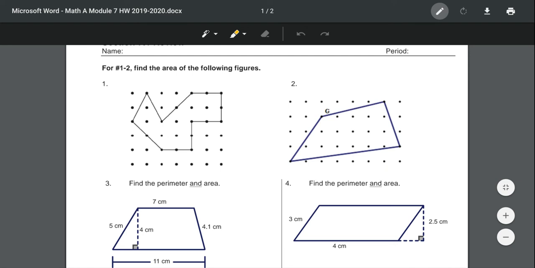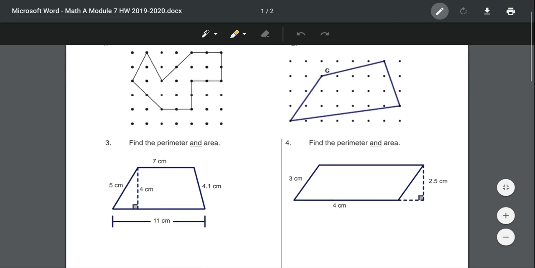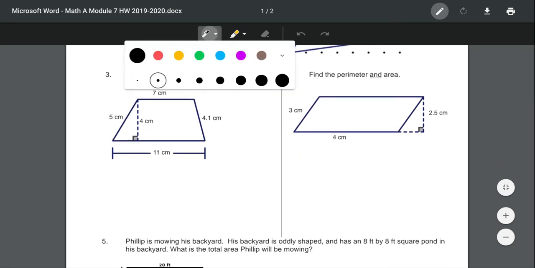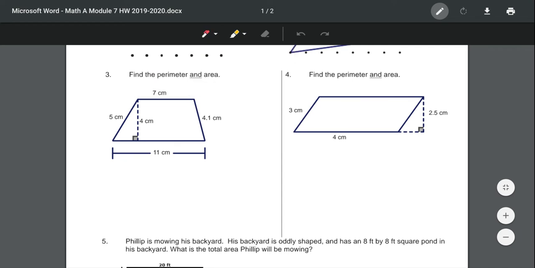This video will go over the 7.1 section review. So we're going to start with number 3, that is asking us to find the area and the perimeter of the trapezoid. So here we have a trapezoid.